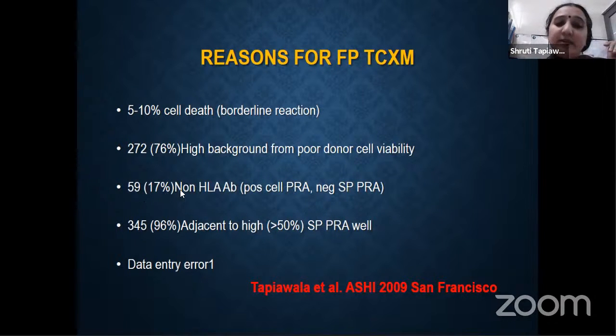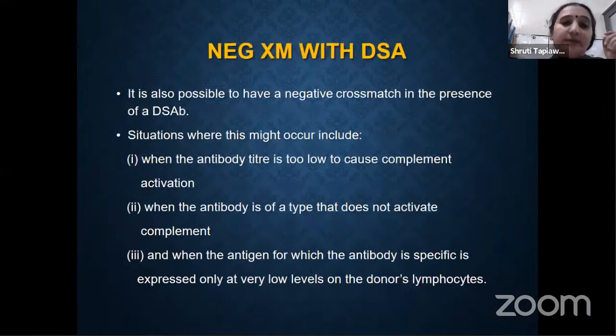59, that means 17% non-HLA antibodies, where you had a solid phase PRA which was negative, but the ELISA was coming positive. That means these were non-HLA antibodies. And in 96%, what happened was that the adjoining cell had a sensitized patient and there was a spillover. So, you have to be very careful when you give a positive cross match to someone.